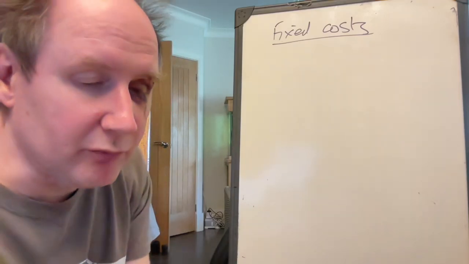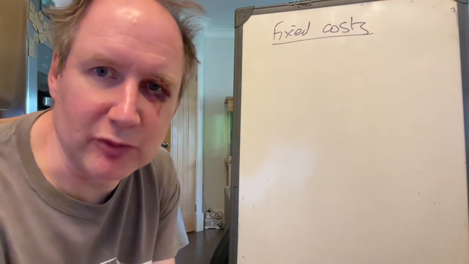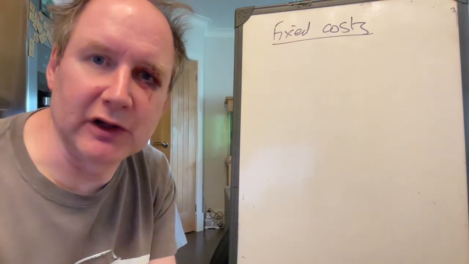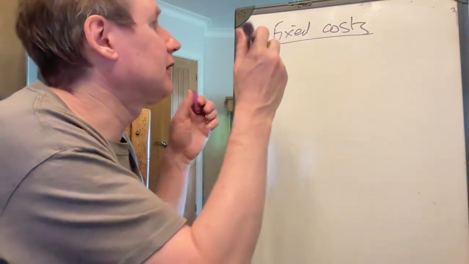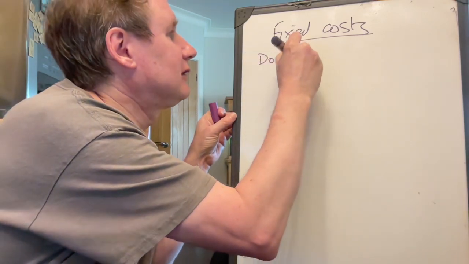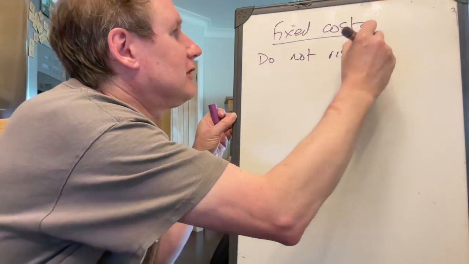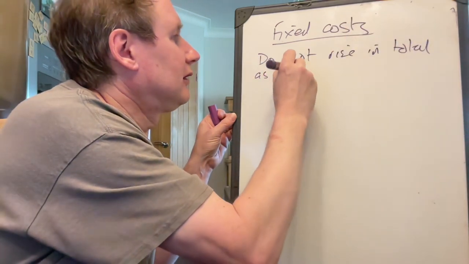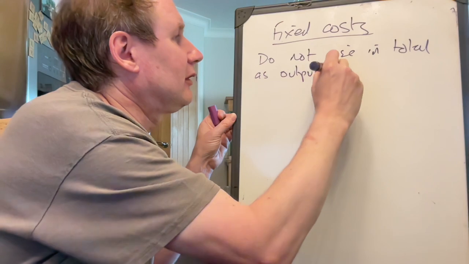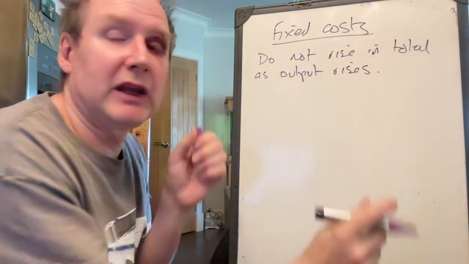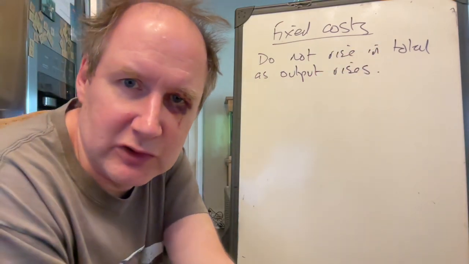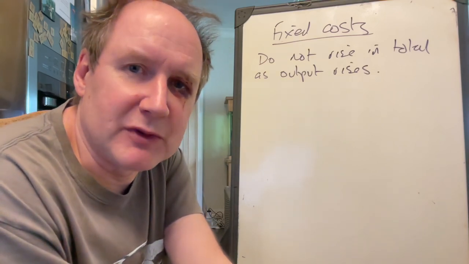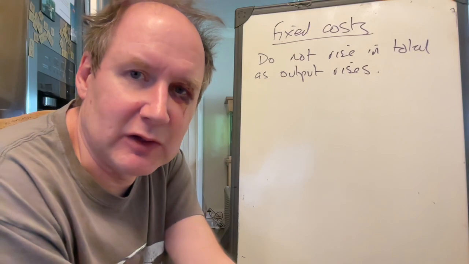Okay, so what we're now going to do is to look at fixed and variable costs separately. So if we take fixed costs, as we just said, fixed costs are costs that do not rise in total as output rises. As I said a minute ago, they can change, they just don't change as you make more units. So if we want to represent that graphically, then that's going to be very simple.